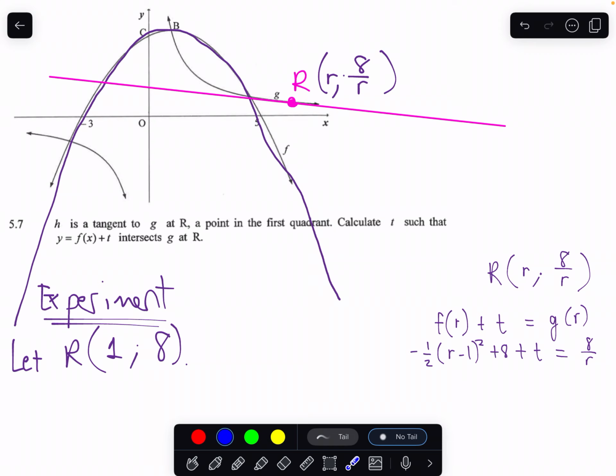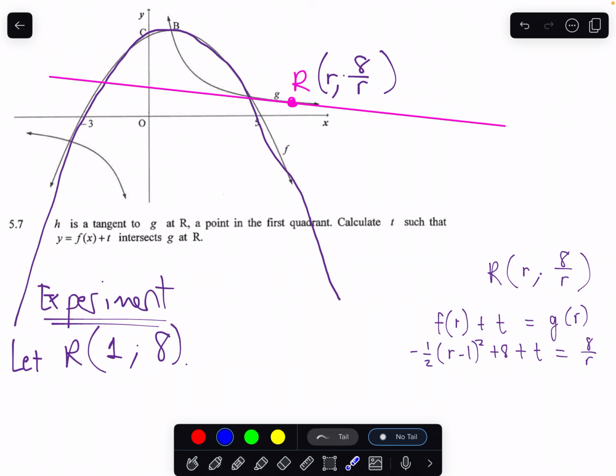Because for this one, r is (1, 8). That would be the turning point, and the tangent would be the line y is equal to 8, and f of x intersects with g at r as is, so it wouldn't have to move up or down. So t would be 0 in this case.